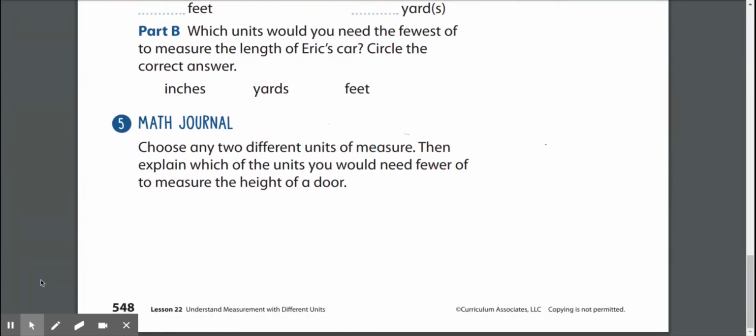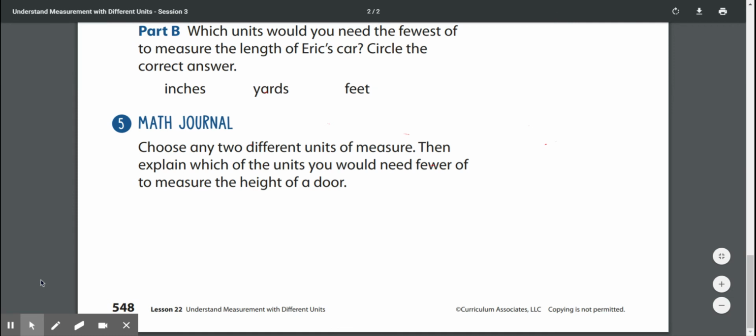Number 5. Math journal. Choose any 2 different units of measure. So you can use centimeters, meters, feet, inches. Then explain which of the units you would need fewer of to measure the height of a door. So think of a door as pretty tall. So you can look up here, you can use inches, yards, and feet. So you need to use 2 different ones.